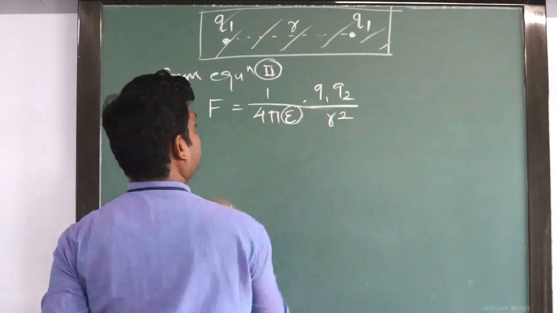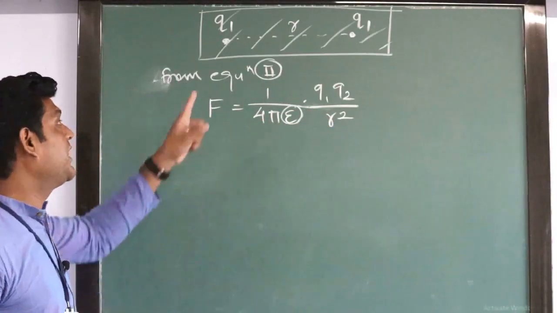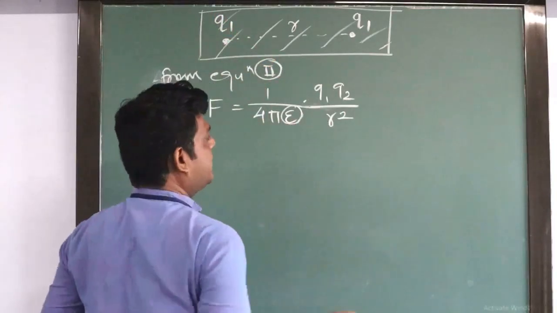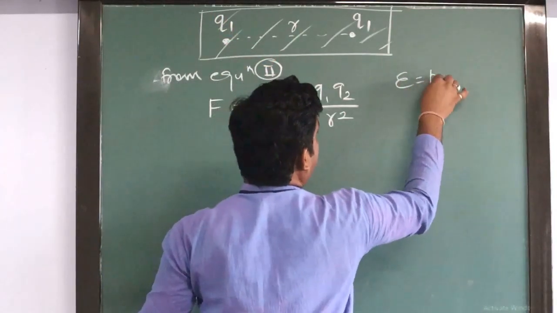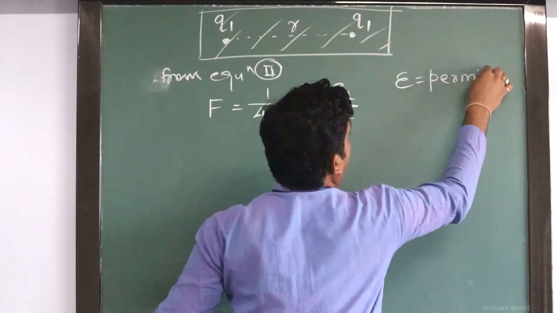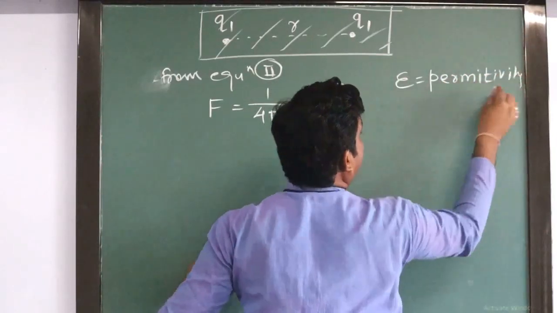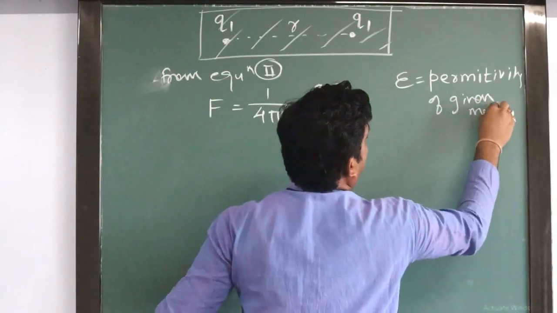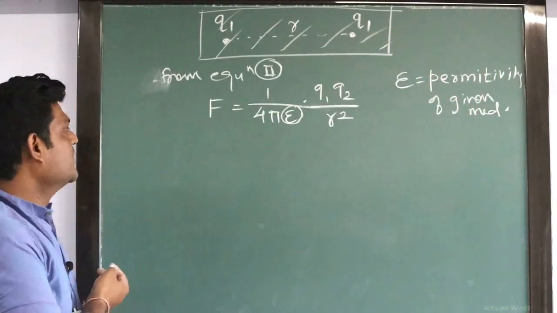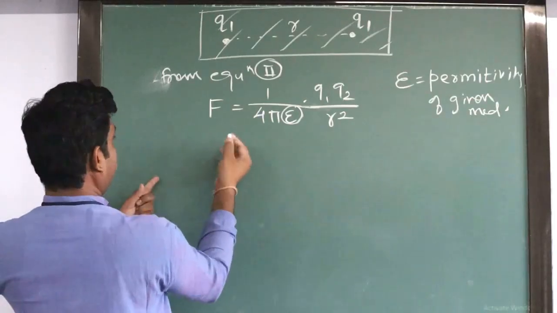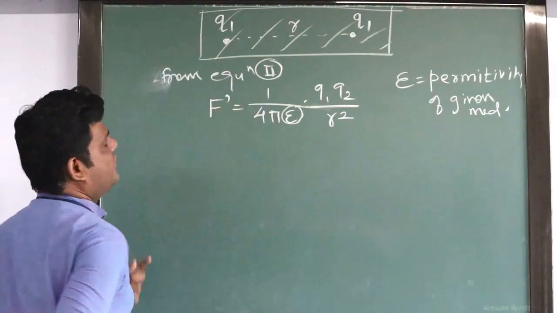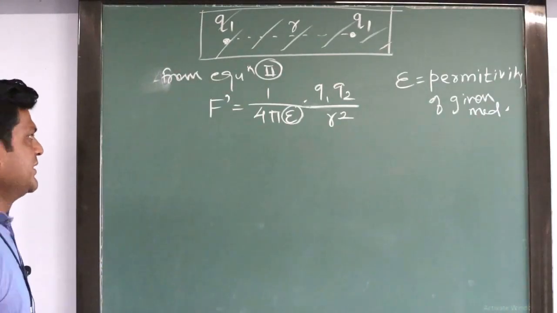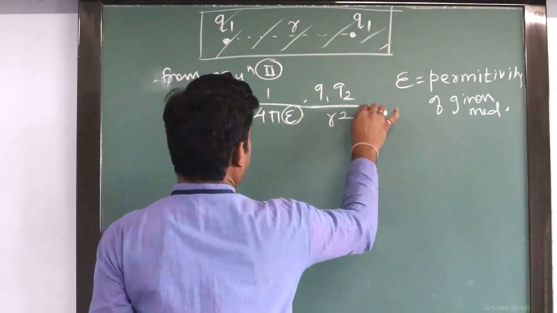What is epsilon? Epsilon is the permittivity of the given medium. Whatever the medium is given, epsilon is the permittivity of the given medium, right? So, this is the new force that will be denoted by, let us suppose, F dash or F1, whatever you can write. So, this is equation number 3.